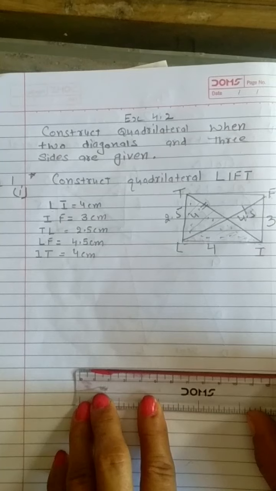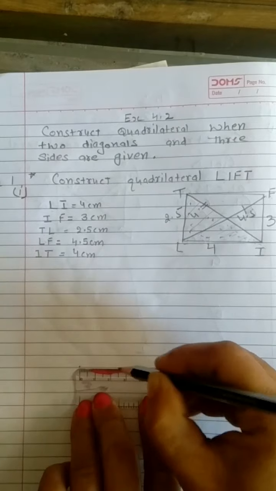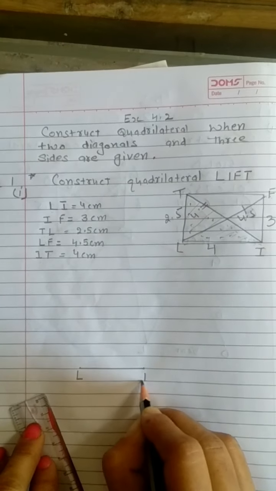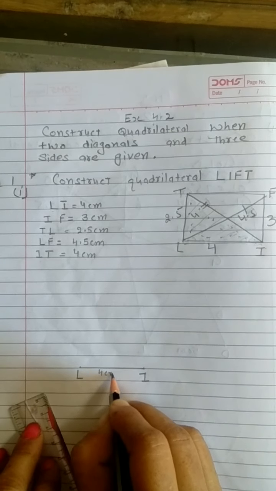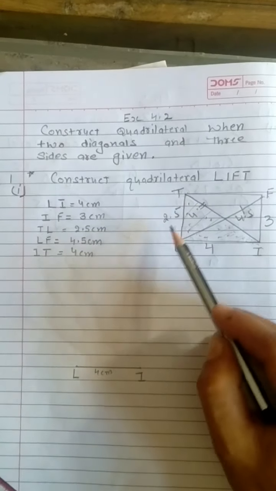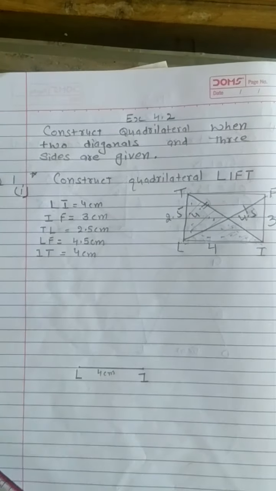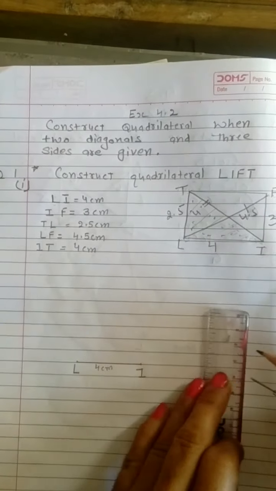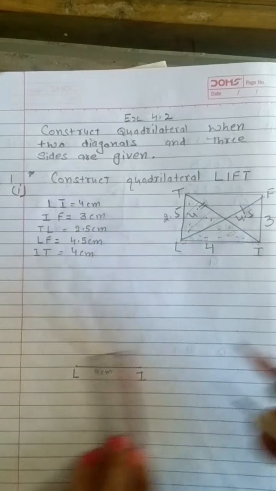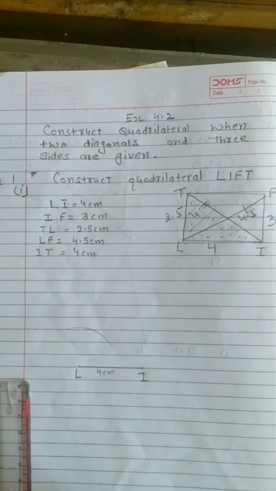Draw the line segment LI 4 cm. It's 0 here. Mark 4. Draw the line segment L, and this is I, and it's 4 cm. Now from the rough figure, look, point T is 2.5 cm away from L. So with the help of a compass, measure it 2.5. This is 2.5. With L as the center and radius 2.5 cm, draw an arc.